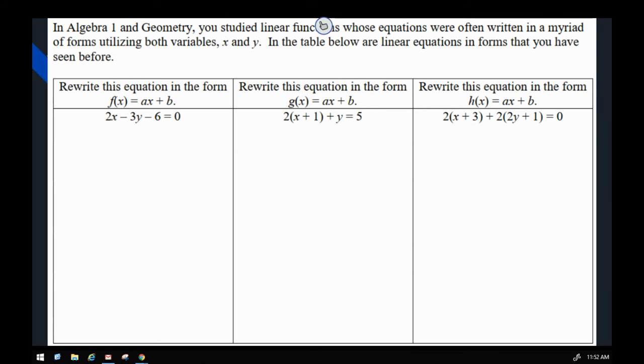Okay. Now, number 1. In geometry, you studied linear functions whose equations were often written in a myriad of forms utilizing both variables x and y. The table below has linear equations in forms you've seen before. So they want you to rewrite all of them into slope-intercept form, y equals mx plus b. So we're going to solve for y on each of these.